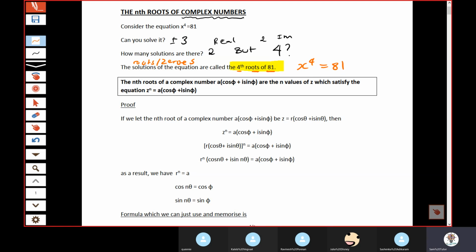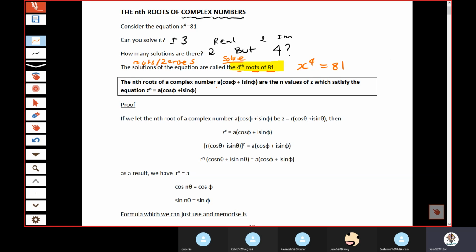Okay, so be careful. The fourth roots of 81 does not mean the fourth root. Okay, so I'm just going to rub that out. It doesn't mean it's the fourth root. So don't go and count 1, 2, 3, 4, and that's the one. It's not like that. It's actually just trying to say find the 4 roots. So it's pretty much just trying to say solve. It's just the way we say it that's a little bit different.